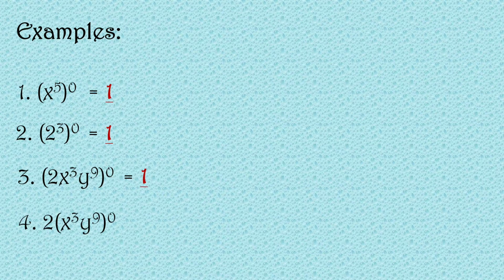Number 4, 2 times quantity x cubed y raised to 9 raised to 0. So, dito, ang naka-raised to 0 lang natin ay x cubed y raised to 9. So, ibig sabihin, si 2, ita-times natin sa 1. Okay? Hindi pwedeng 1 lahat yan, ha? Kasi ang 0 ay naka-raise lamang doon sa ating base na x cubed tsaka y. Dun lang siya naka-raise. So, i-multiply natin si 2 sa 1. So, ang sagot ay 2. Ayan.